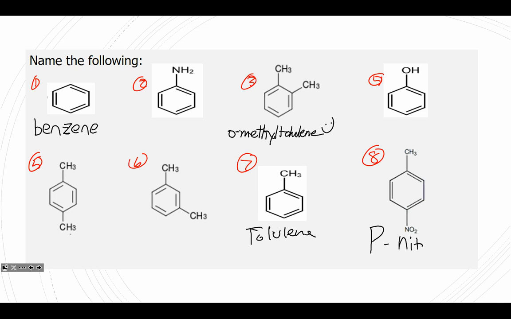Nitro. No, this would be this, but this thing changed. It's P because it's two apart. P is opposite. Wait, so what's this one? M. M, okay.